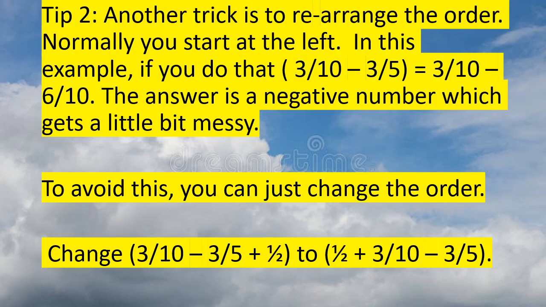So another trick is to rearrange the order. Normally you start at the left. So in this example, if you do that, you have 3 by 10 minus 3 by 5, which equals 3 by 10 minus 6 by 10. The answer is a negative number, which gets a little bit messy. So to avoid this, you can just change the order. We put the 1 by 2 at the beginning, so the two plus calculations are together. You have 1 by 2 plus 3 by 10 minus 3 by 5.